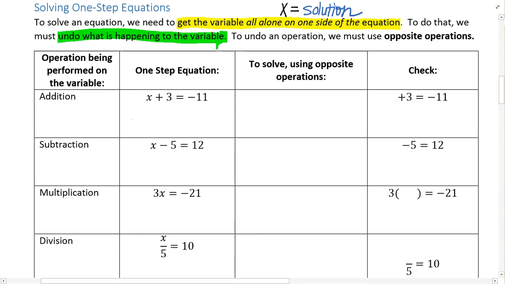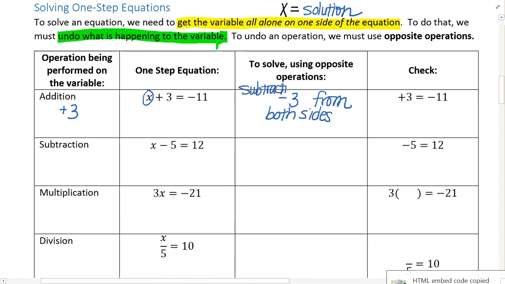So let's look at this first case. We have x plus 3 is equal to negative 11. Here's x. We want to get it alone. So we have addition going on. Specifically, we're adding 3. So to undo adding 3, we need to subtract 3 from both sides. And anytime we're working with an equation, we need to do the same thing to both sides. So the opposite of addition is subtraction. All right, so we're going to subtract 3 from both sides.